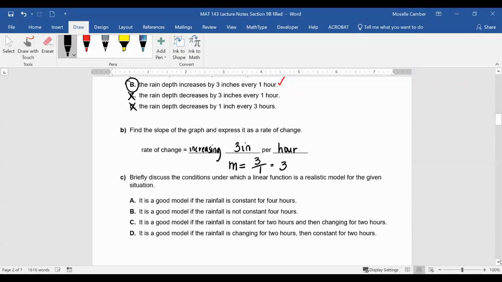Okay, the last thing: briefly discuss the conditions under which a linear function is a realistic model for the given situation. So when can we use this model? Well, we can only use this model if it's actually linear, right? And the big thing about a linear function is that it has a constant rate of change. So when you're looking at the answers here, you're looking for that word constant. Now, all these have the word constant, but the second one says it's not constant. The third one says it's only constant for 2 hours and then changing for 2 hours. The last one says it's changing and then constant. Well, the only time we can actually use a linear function is if it always remains constant. So that would be answer A.